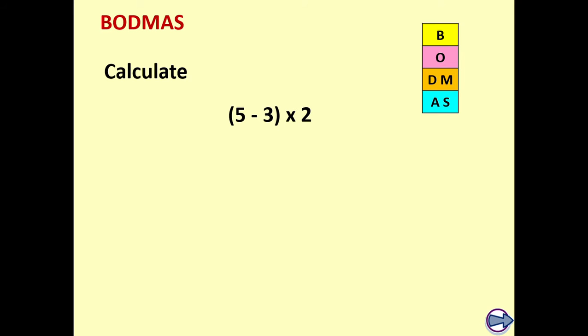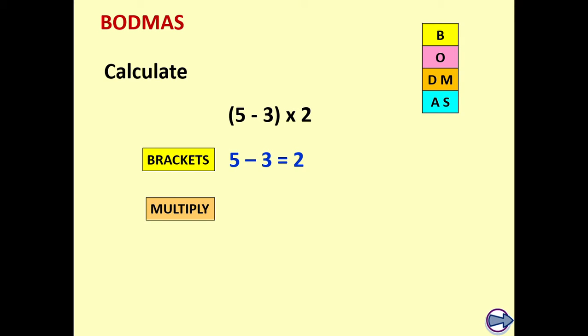So the first thing we do with a question like this is we look at BODMAS, and the first thing is B, and it tells us any brackets we need to do, we do them first. So we're going to do the brackets bit first. Okay, and inside the brackets it's telling us to do 5 subtract 3, which is 2. So I'm going to get 2 for my answer for the brackets.